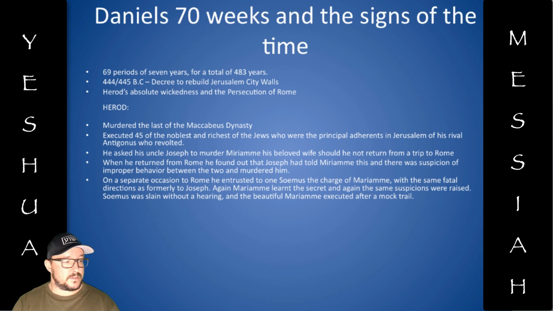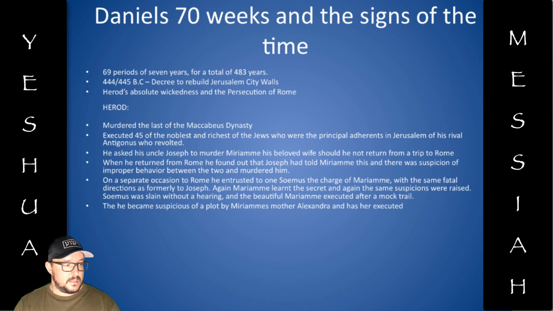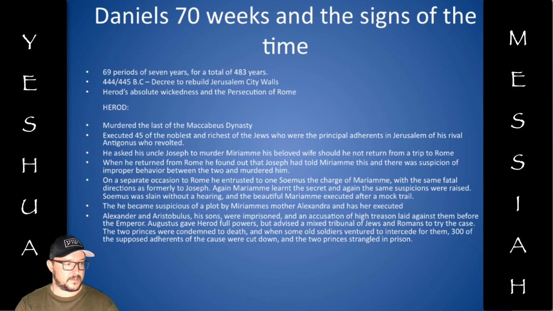And then on a separate occasion to Rome, he entrusted one Sohemus to the charge of Miriam, and with the same fatal directions as formerly to Joseph, he asked this man to murder Miriam if he didn't return. And again Miriam learned the secret, and again the same suspicions were raised between Miriam and Sohemus. And Sohemus was slain without a hearing, and the beautiful Miriam executed after a mock trial. And then after he executed his so-called beloved wife, he went even more insane. Then he became suspicious of a plot by Miriam's mother, Alexandra, and had her executed as well.